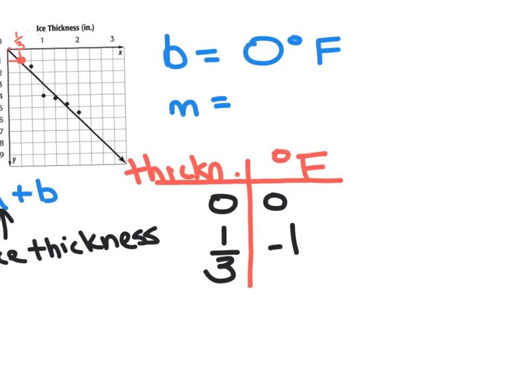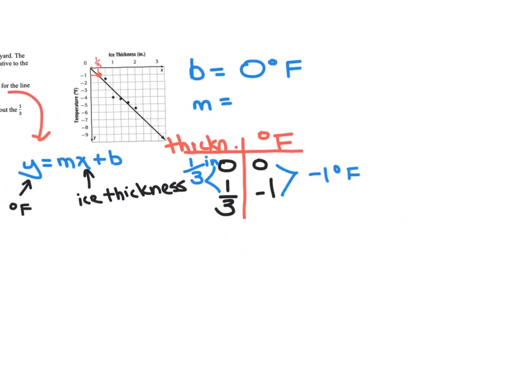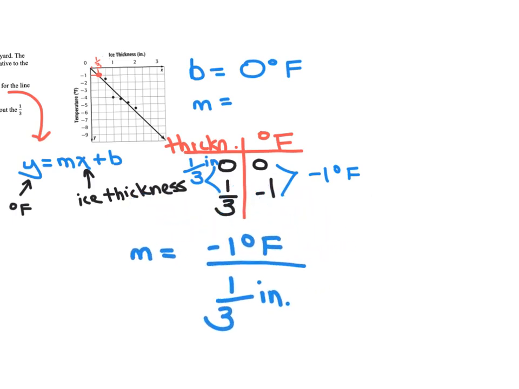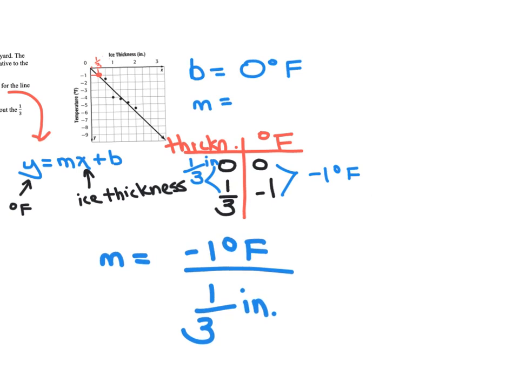So now I'll find my slope. To get from 0 to -1, I go down 1 degree. To get from 0 to 1/3, I go up 1/3 inch in ice thickness. So remember my slope, my m, is my change in y, which is down 1 degree, over my change in x, which is up 1/3 of an inch. Now, I want to make sure that my denominator is 1 because I want to know how many degrees I drop when I increase by 1 inch of ice.